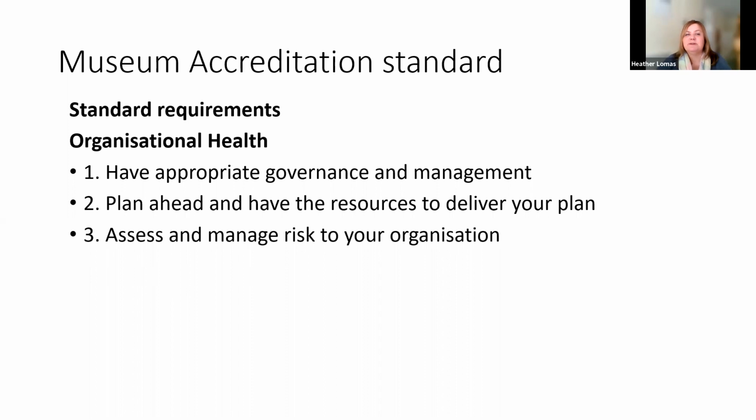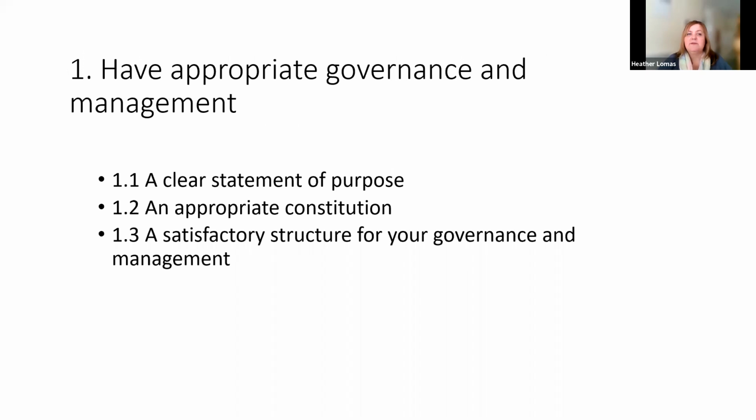Right, getting started then. What I'm going to do is run through these 3 key areas for organisational health. That's having appropriate governance and management, planning ahead and having the resources to deliver the plan, and assessing and managing the risk to the organisation. I'm going to go through those in some detail with some exercises involved where appropriate. So the first one is that museums have to show that they have appropriate governance and management.